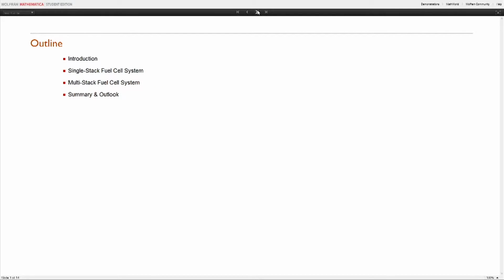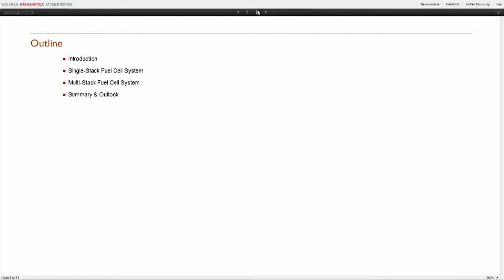The talk will be outlined as follows. I give a brief introduction about the background of the systems which we are considering, and what kind of applications, and I hopefully can also motivate considering having more than one fuel cell stack in a single system.